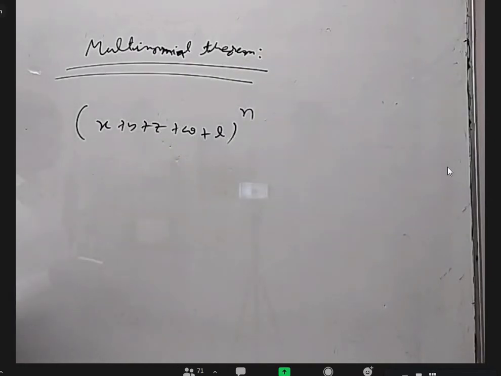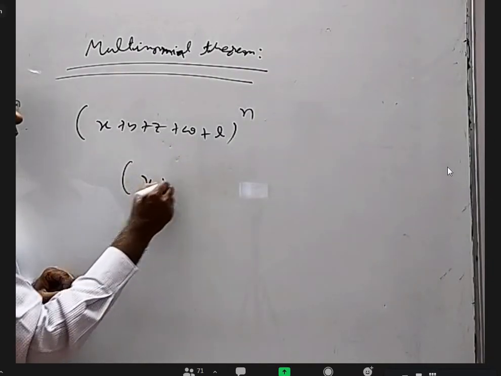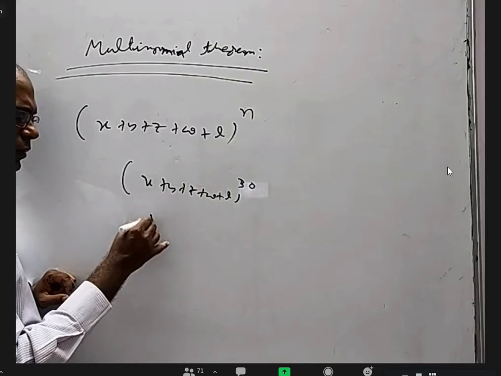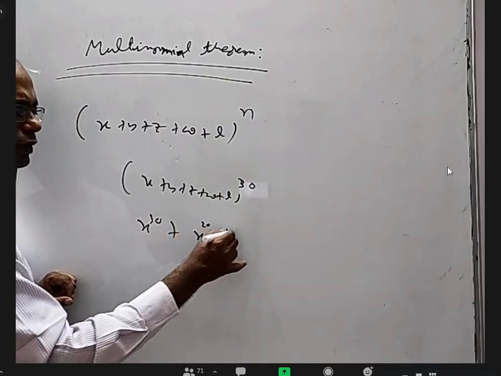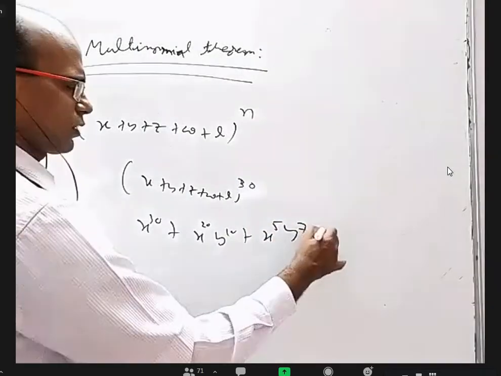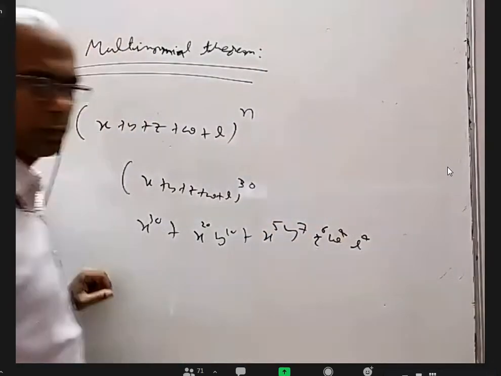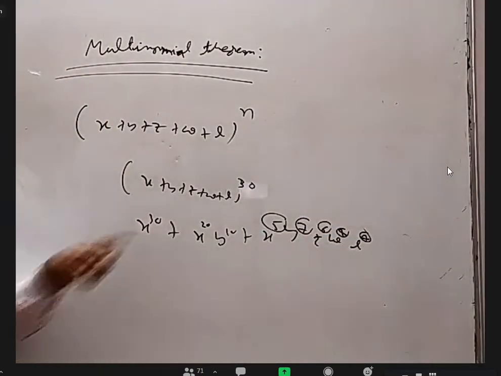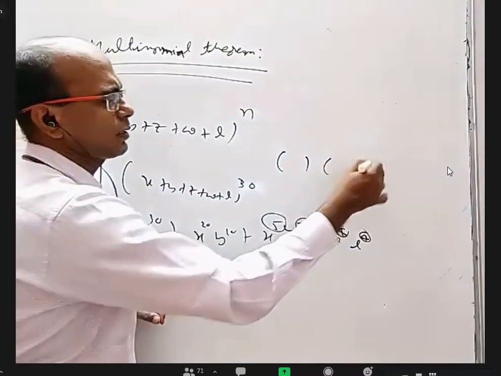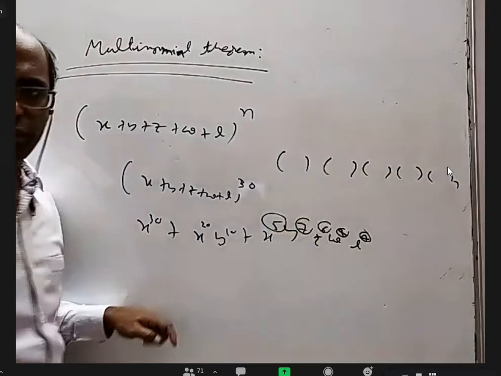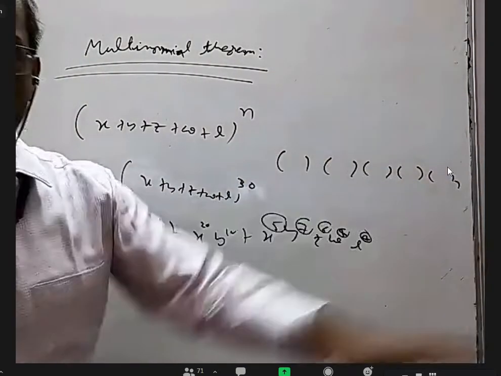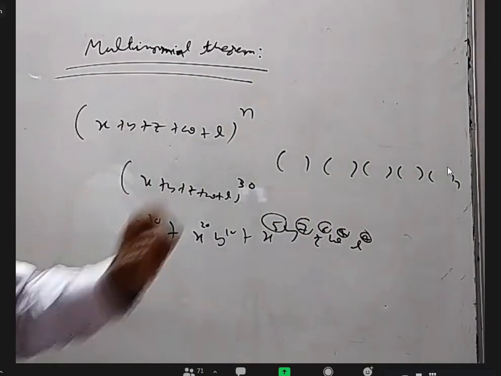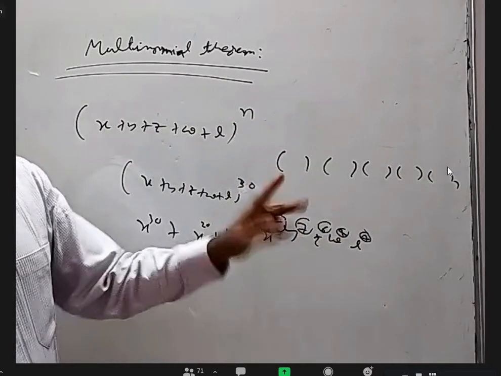What do I mean by degree? For example, if I take (x + y + z + w + l) power 30, one of the terms may be x power 30, another term may be x power 20 into y power 10, another term may be x power 5 into y power 7 into z power 6 into w power 4, l power something. Whatever it is, the sum of all the powers should always be 30, because you are multiplying 30 brackets, which means you are multiplying 30 variables. You might have chosen all x or some x or some y or some l, but the number of things that you are multiplying is only 30. That's why the powers may be different, but the sum of the powers should always be 30.